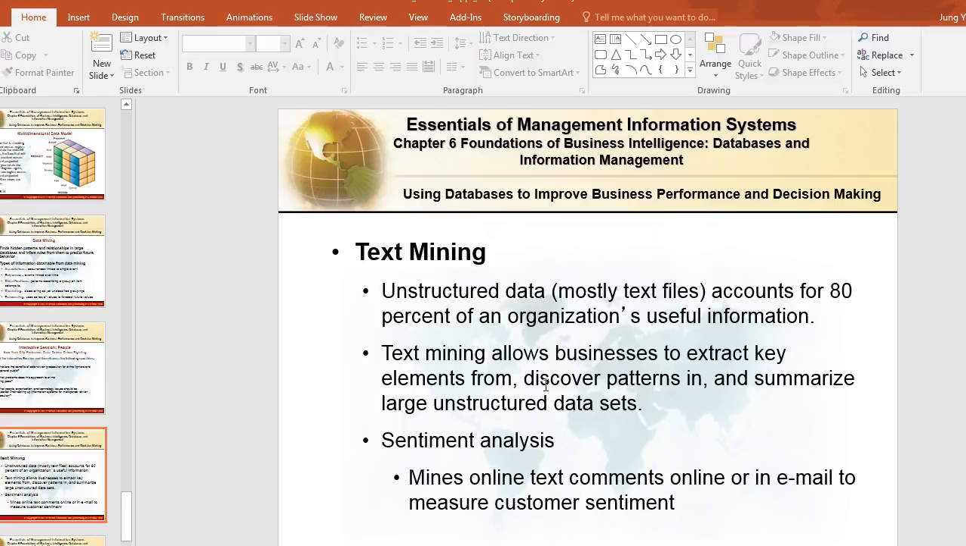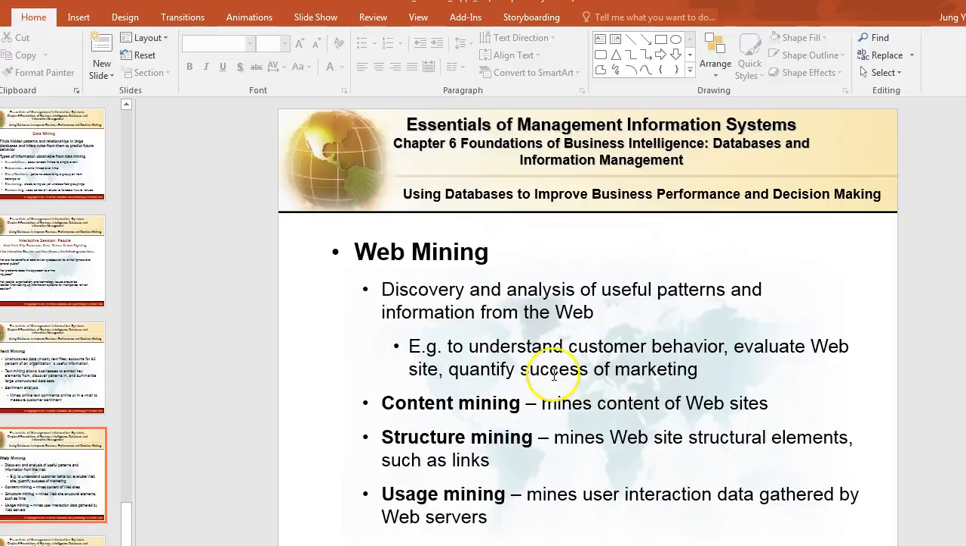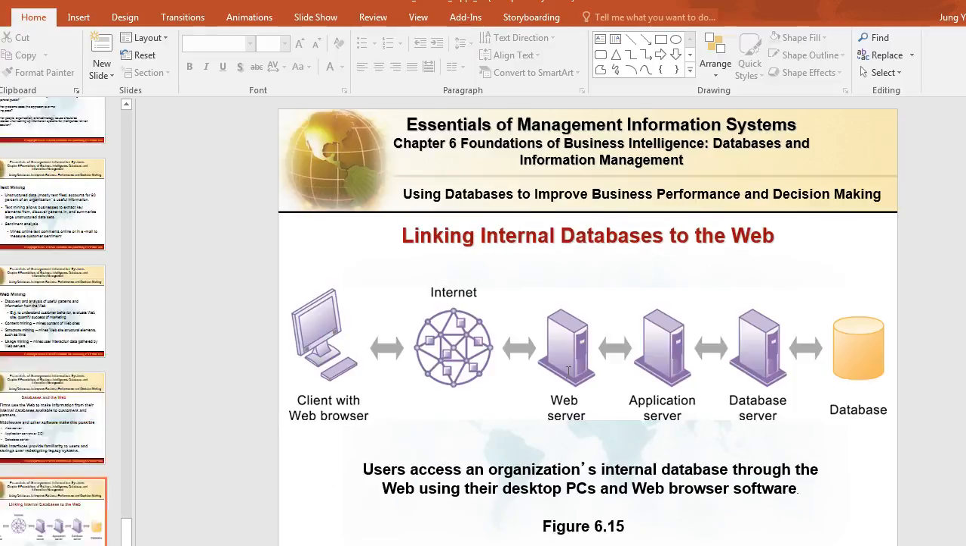Text mining, just read through. Web mining is a search activity, discovery and analysis of useful patterns and information from the web, and it breaks down into content mining, meaning the content from websites on a specific topic. Structure mining mines website structural elements such as links and patterns, etc. So just read through.